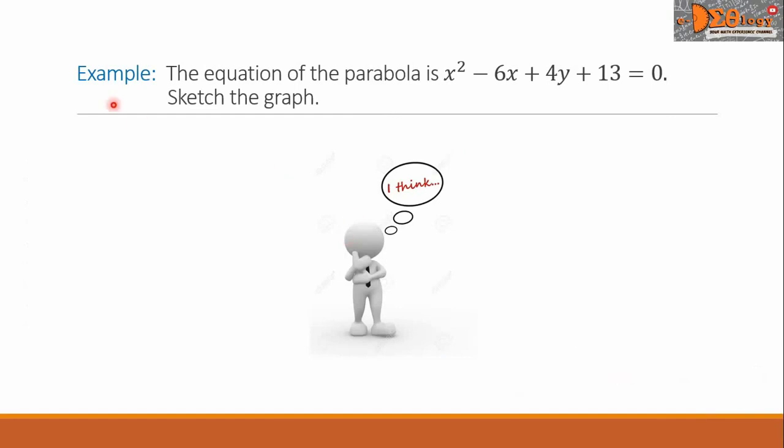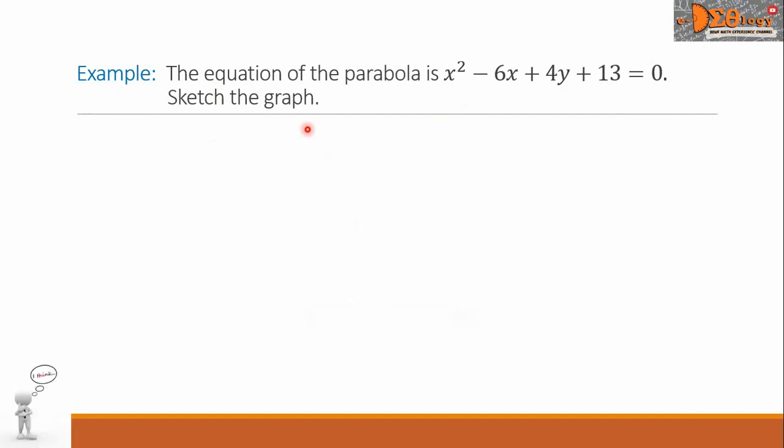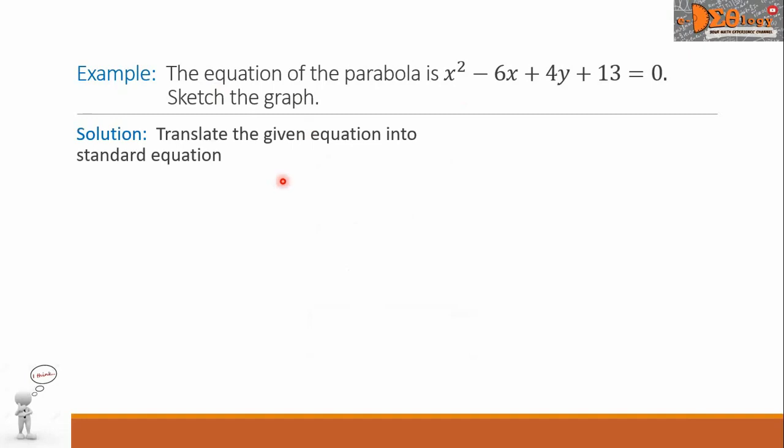Let us have this example. The equation of the parabola is x squared minus 6x plus 4y plus 13 equals 0. Sketch the graph. For our solution, we are going to translate this equation into standard equation. First, what we will do is to put all x terms on the left side and all the y term and a constant on the right.